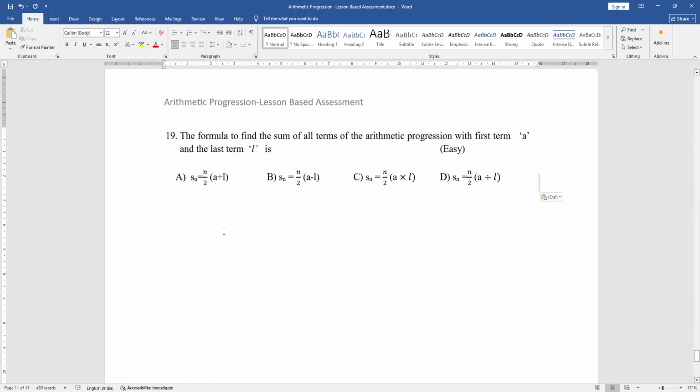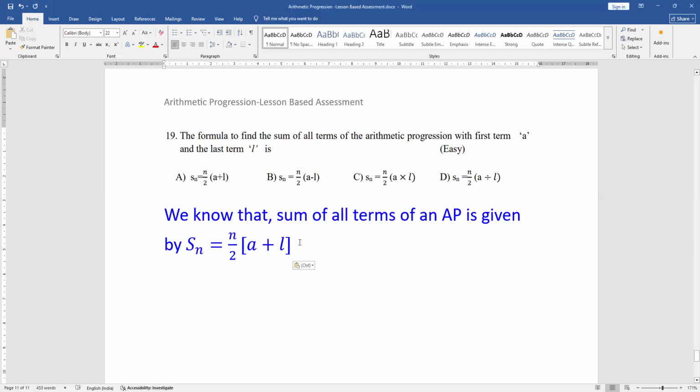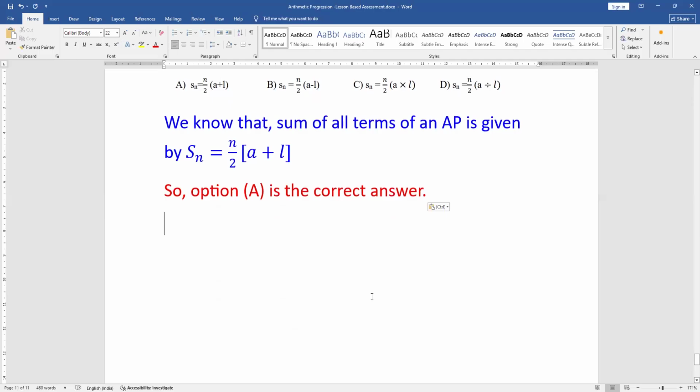The formula to find the sum of all terms of the arithmetic progression with first term A and the last term L is... So now, what formula applies here? So we know that the sum of all terms of an AP is given by Sn equals n by 2 into (A plus L). Okay. So which one is the answer? So option A is the correct answer.